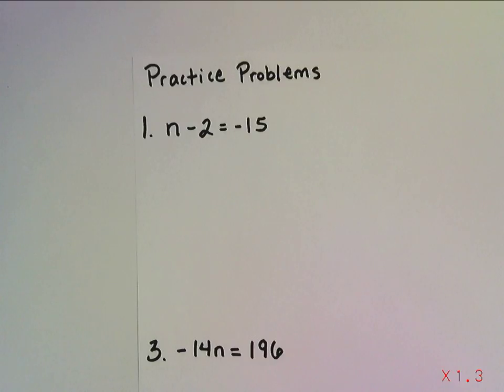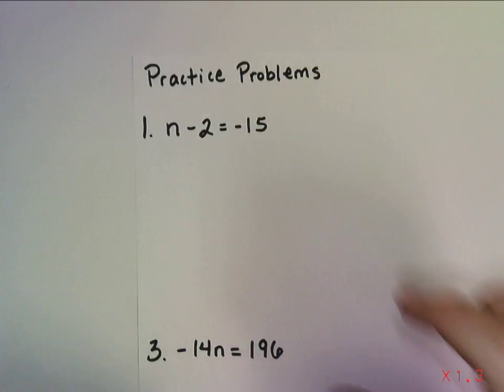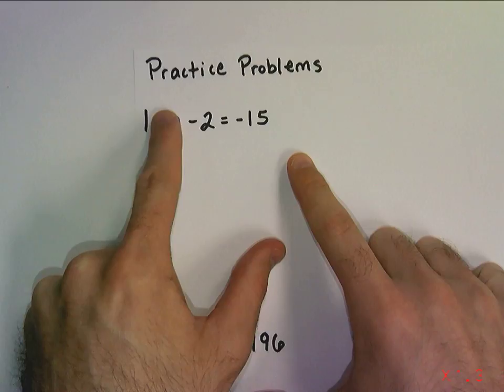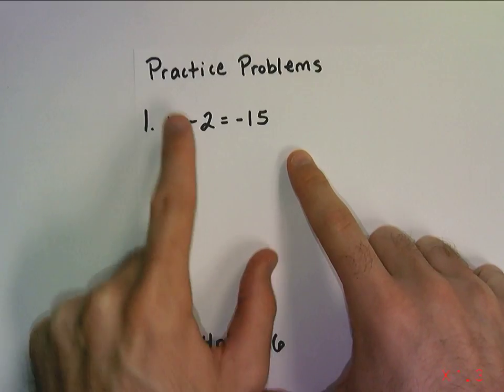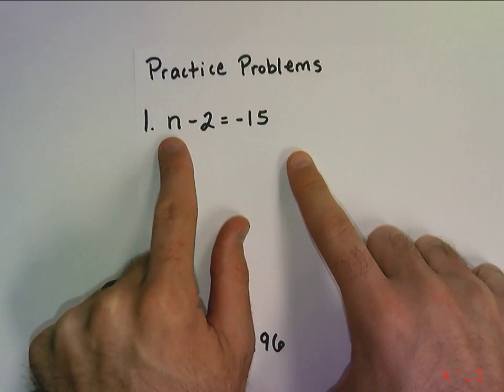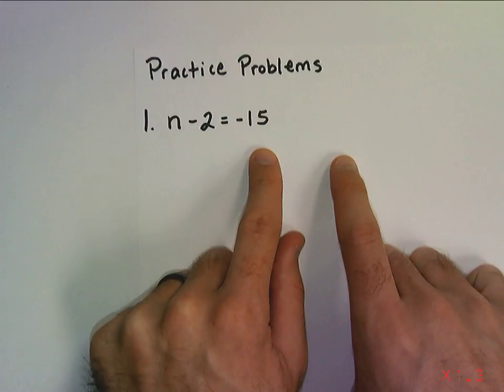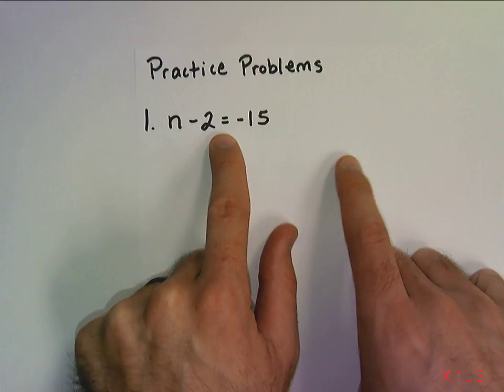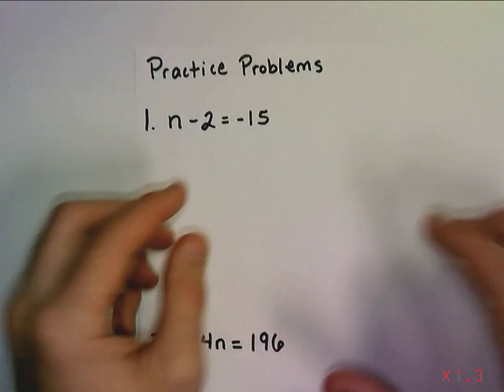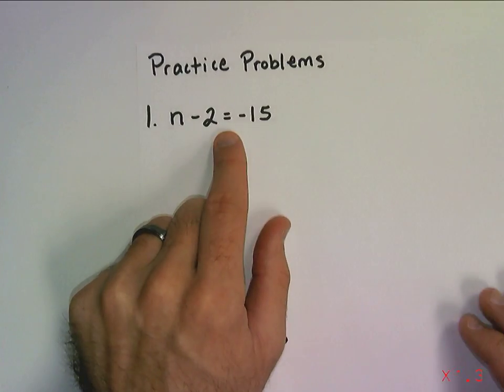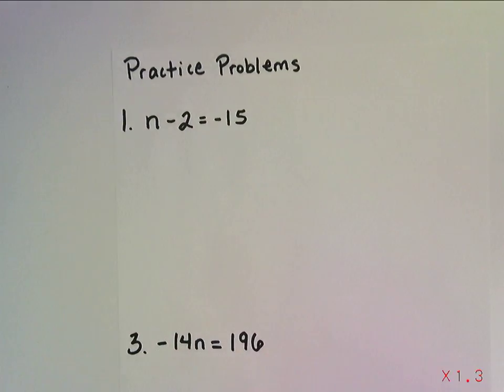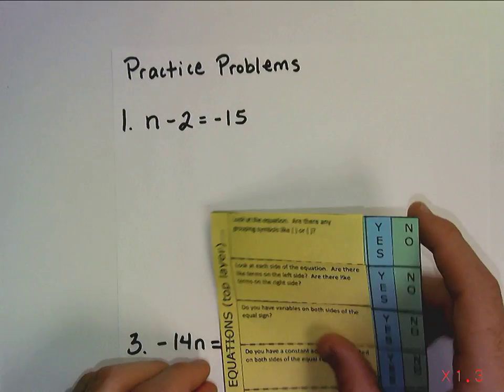So what we have is n minus 2 is equal to negative 15. By solving for this variable n, we'll be finding out what number I need to put in place of it in order to balance this equation on both sides. Remember, an equal sign is figuring out how the left side balances the right side. Equal sign does not mean find the answer. So let's work through this one here.